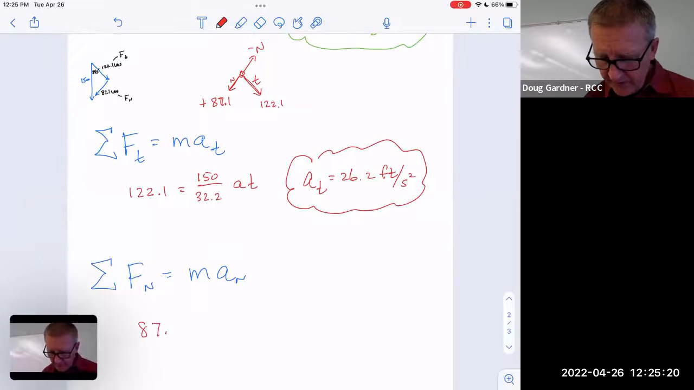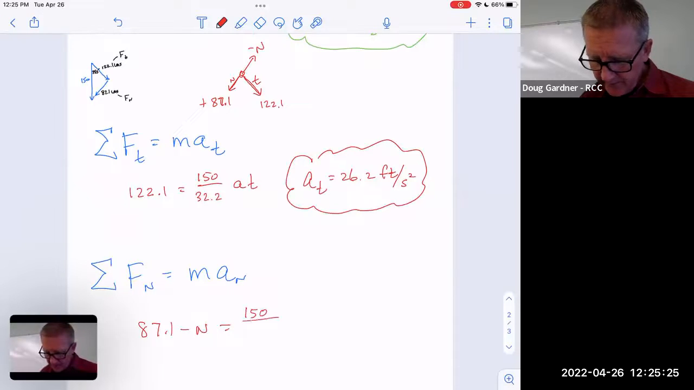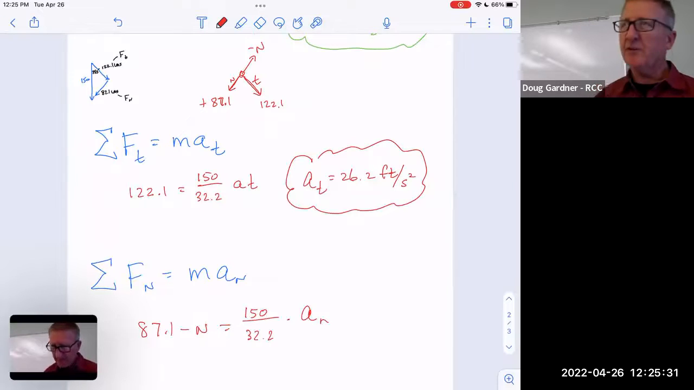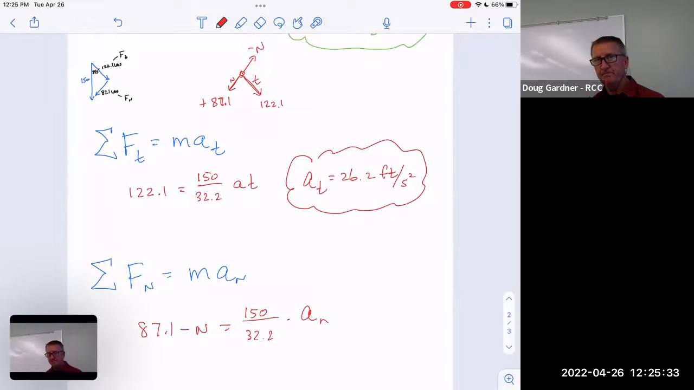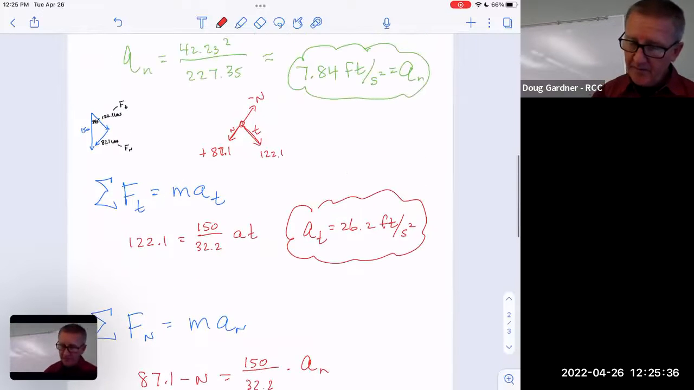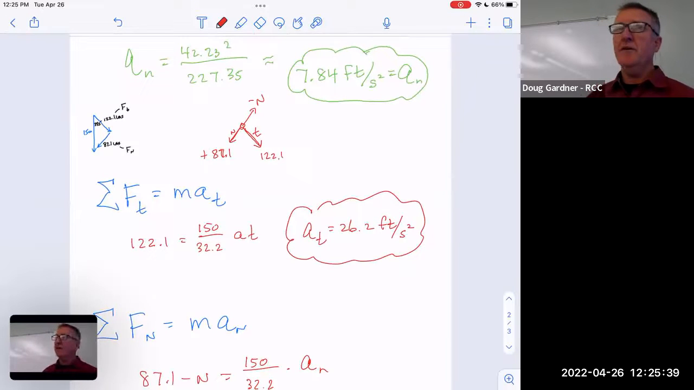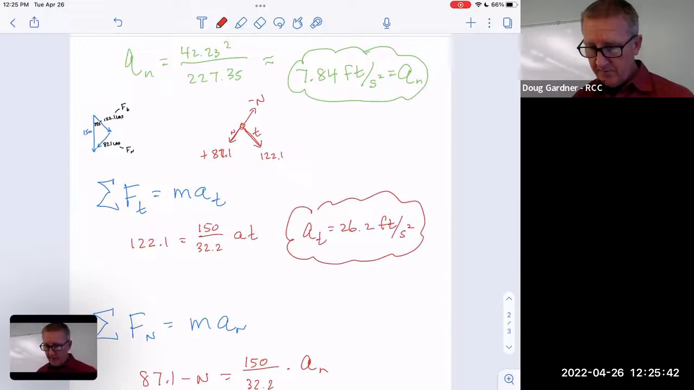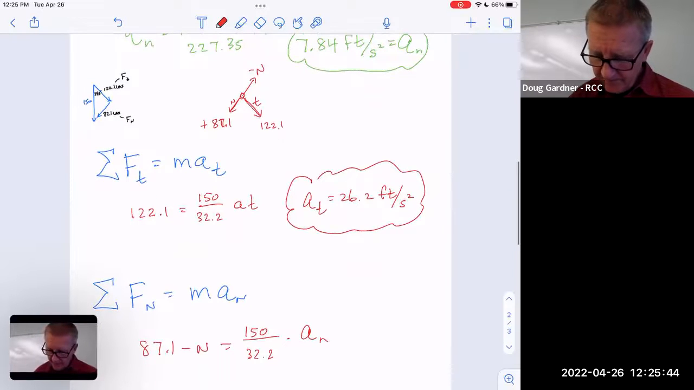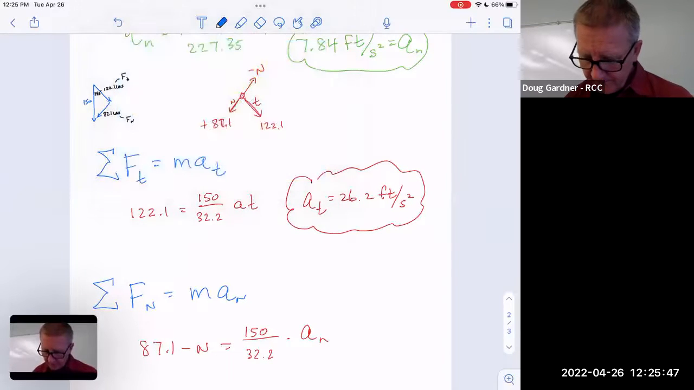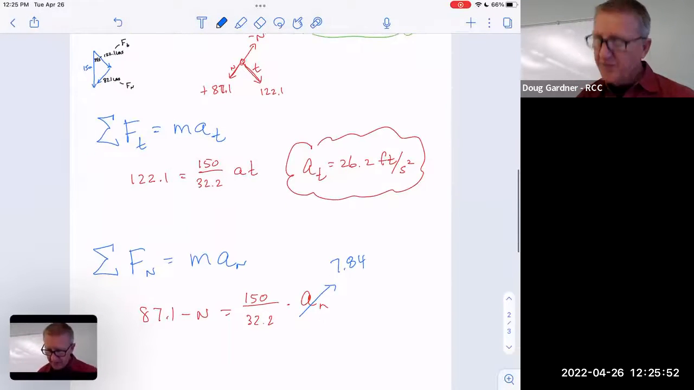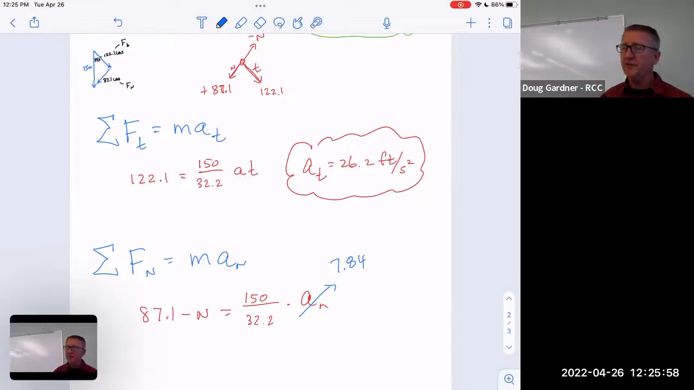In this case, there are two of them. 87.1 minus N equals the same exact mass times the normal acceleration. I'm not happy with this equation because it's got two unknowns. Well, you do have AN. But all of a sudden, that work I put in earlier to find AN is like, oh, good, I did need that. That's kind of nice. I'm glad I made it. And so now I can throw that in. That's actually good news because now it's an equation with only N. And that was one of the questions they asked me: how hard is the snow pushing on you? Hey, that's cool. I can actually solve that now.